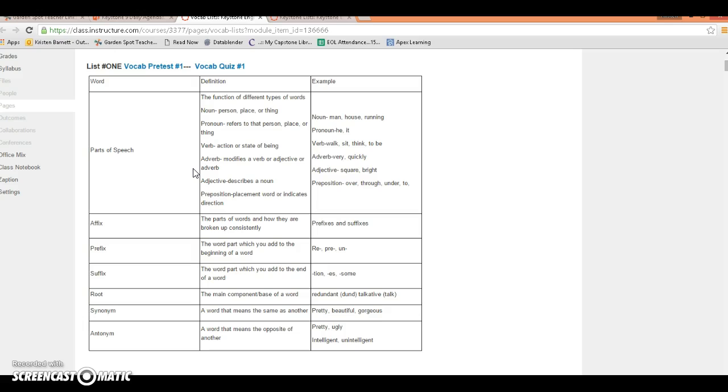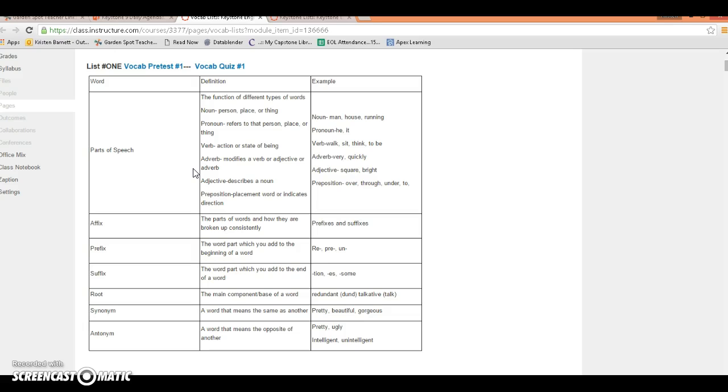Finally, a preposition is a placement word or indicates direction. So if you are indicating a direction in the sentence, like I went over the hill and through the woods to grandmother's house we go. Generally, prepositional phrases you could take out of a sentence and it would still make sense. We'll get through those later though.